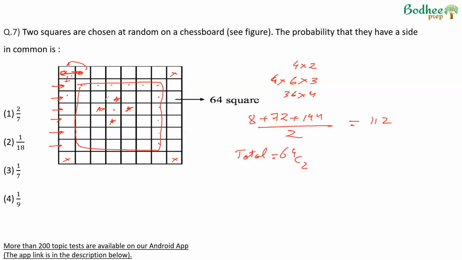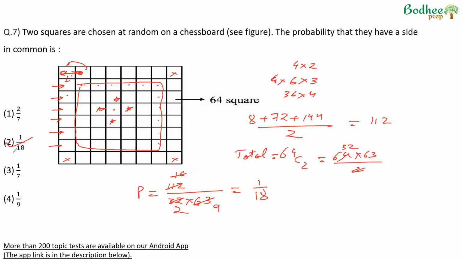And the total number of possibilities will be 64 C2. 64 boxes are there. We are choosing any two. So 64 into 63 by 2 or 32 into 63. Therefore, the probability becomes favorable cases upon total number of cases. Dividing by 7, this is 9. This is 16. 16 twos are 32. So 1 by 18. Option 2 becomes the answer.